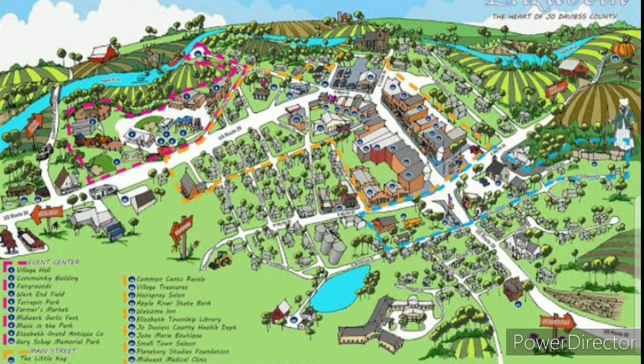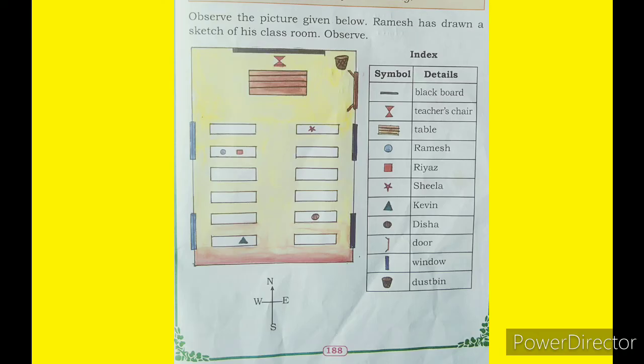Now open the page number 188. Observe the picture given below. Ramesh has drawn a sketch of his classroom. Observe. So this is the map of Ramesh's classroom and he has given the keys, map keys or index. So with the help of this, you fill these gaps.